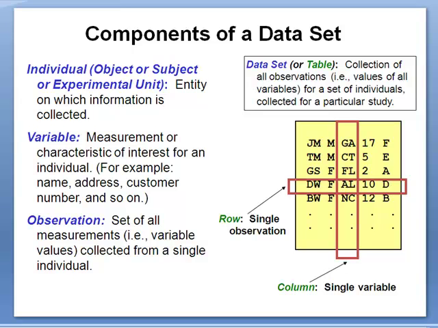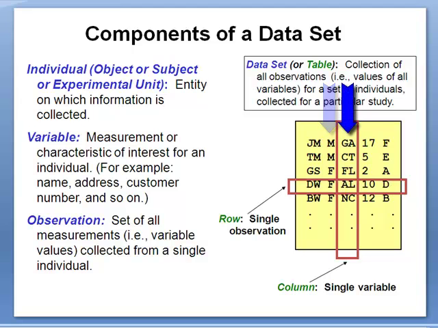So let's go over some vocabulary again, and then re-go over what I just said. So an individual, it's an entity on which information is collected. It's an object or a subject, or we call it an experimental unit. The variable, it's the measurement or characteristic of interest for an individual. So in our case, the first column was one of our variables, and remember, that was for their initials. The second column was their sex.